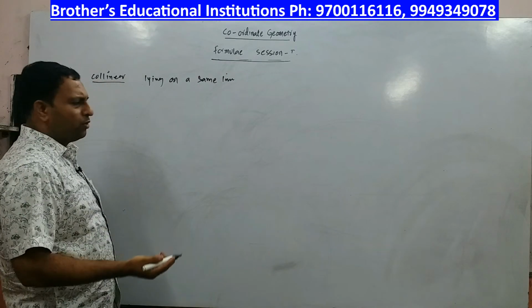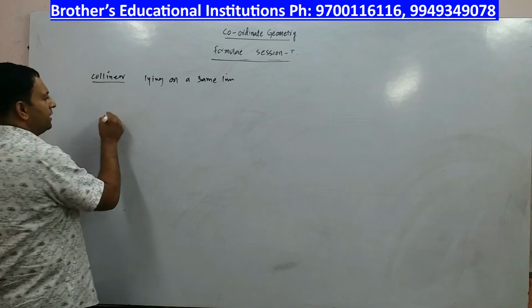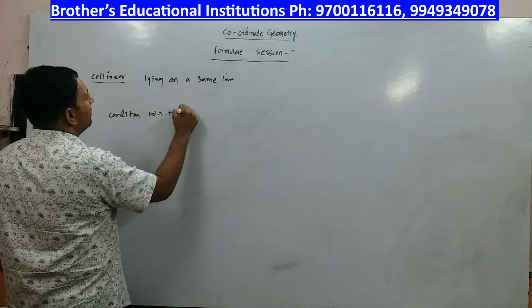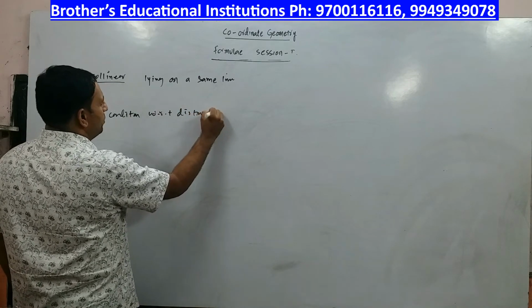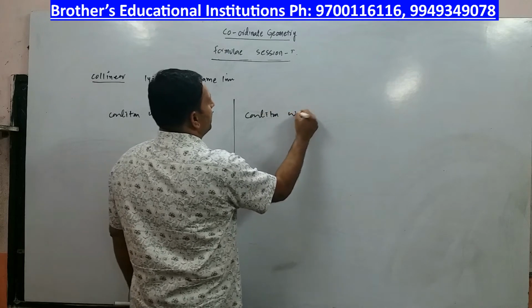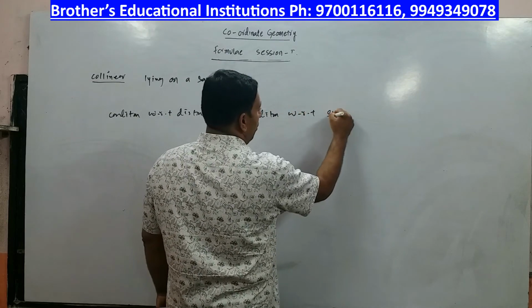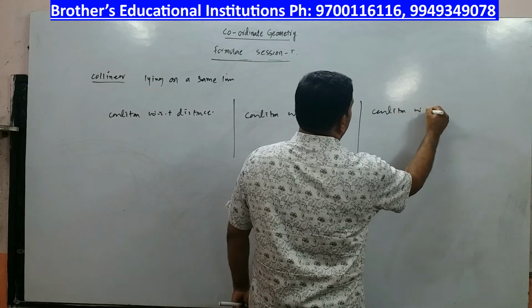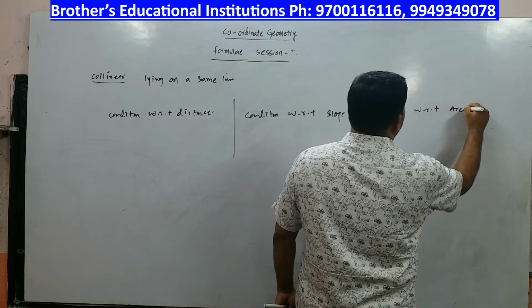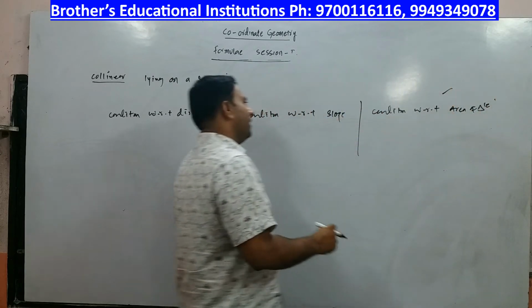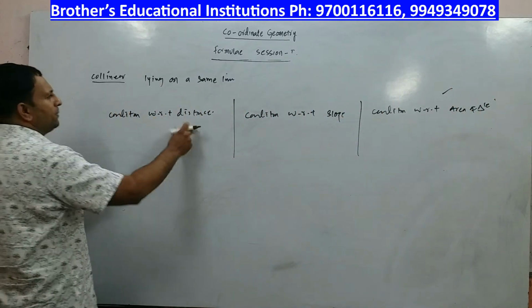There are many conditions for collinearity. Condition with respect to distance, alright. Or you may have a condition with respect to slope. Or you may have a condition with respect to area of triangle. I'll explain this to you later. Now here, condition with respect to distance.